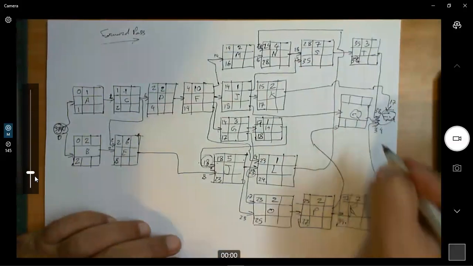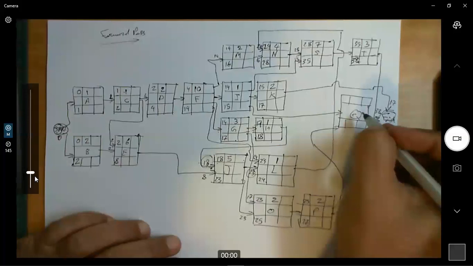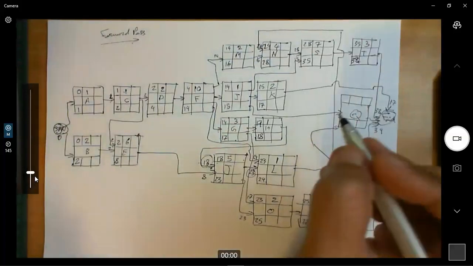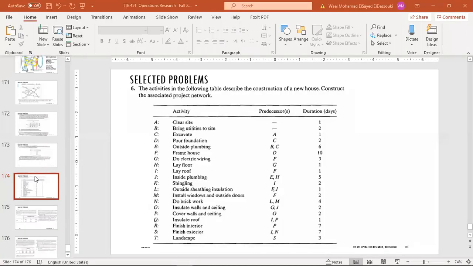Okay. This activity, which is Q, we forgot to add this one. Q, that's insulate roof, that's 1 day. So here we have 15. 15 plus 1, 16. So we finish here on 16.